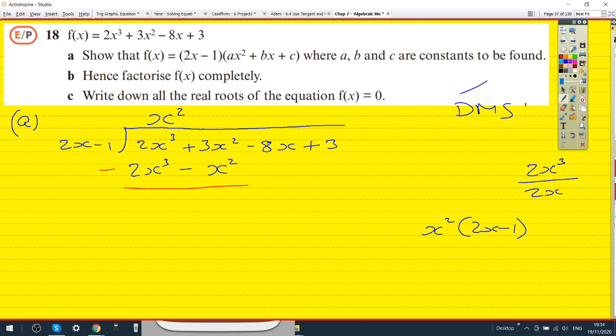Now you subtract. So you get 0 on the bottom left, and you get 4x to the power of 2. Multiplying and dividing changes the power. Adding and subtracting changes the coefficient. And then you bring down minus 8x. Well done.